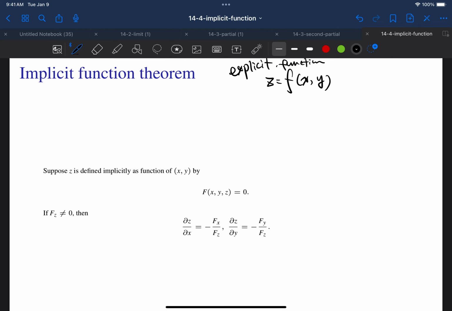Then we recall that its first order derivatives are usually partial z partial x and partial z partial y. We have two formulas required for the first order. Now if z is not solvable from the implicit function, we're still interested in partial z partial x and partial z partial y. The formula is just given by negative Fx over Fz and negative Fy over Fz.